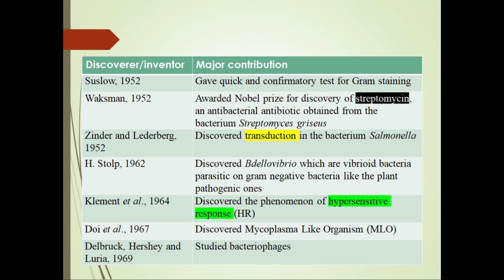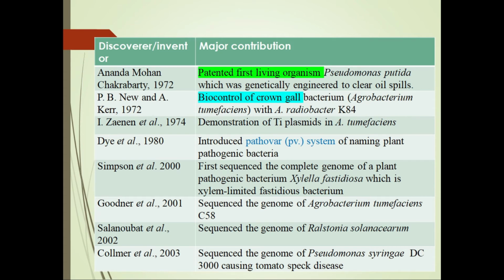Bacteriophages were studied by many researchers, Luria, Delbruck, Hershey and Chase. They also did some experiments with bacteriophages. Then first patented living organism, Pseudomonas putida. It was done by Ananda Mohan Chakrabarty. This organism, bacterium, was genetically engineered to clear oil spills. It was the first patented living microorganism. In fact, we can say this is the first patented living organism.